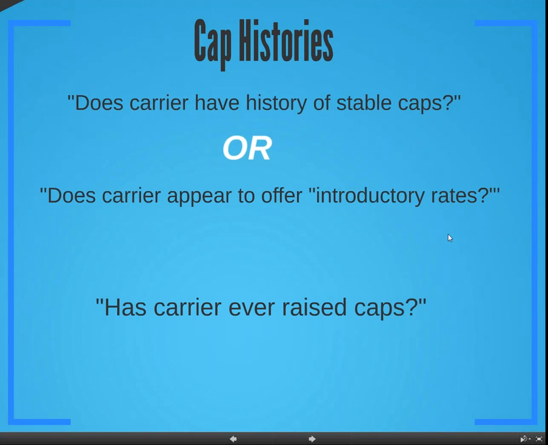Does a carrier have a history of stable caps? Well, we can look at what their in-force block of business is doing. Have they lowered the caps on their in-force block? That'd be bad for clients, and you wouldn't want to be with that company probably. Thankfully, most of our companies have kept their cap rates really good. And a lot of our companies have actually raised caps over time, and that really looks good for clients because they're committed to those products. And they're not really just offering, like I said, introductory rates to buy their business and then lowering the cap. Okay, we want to make sure that's not happening.